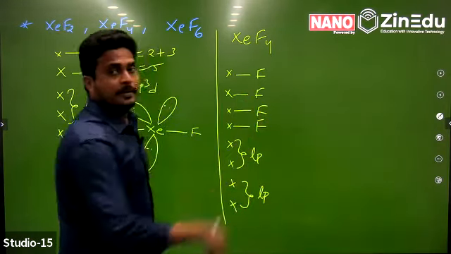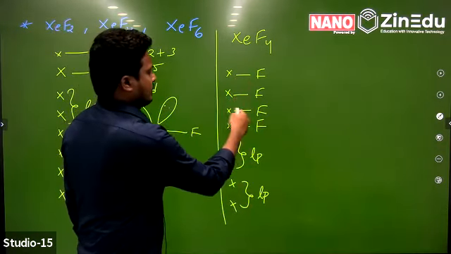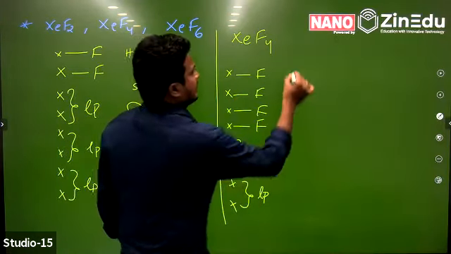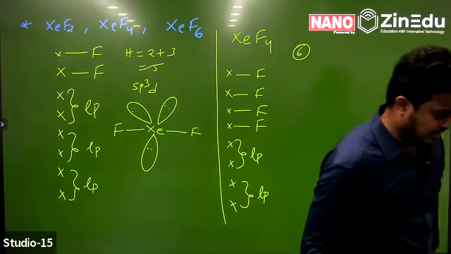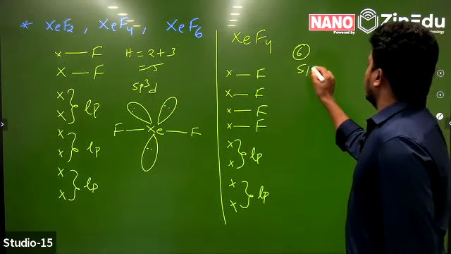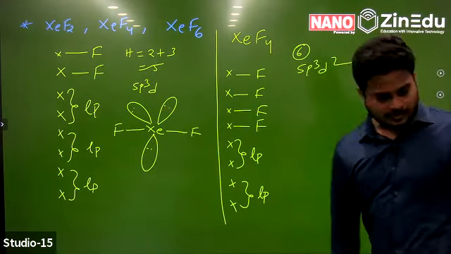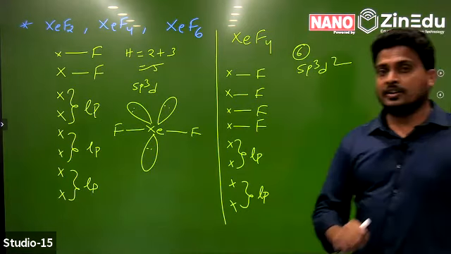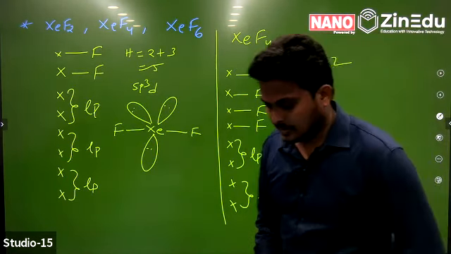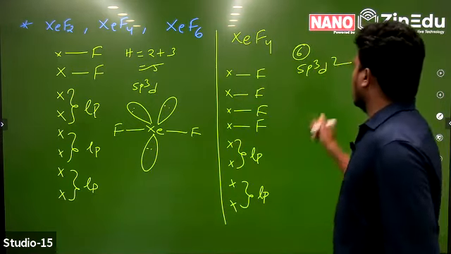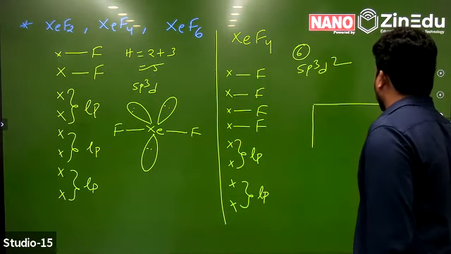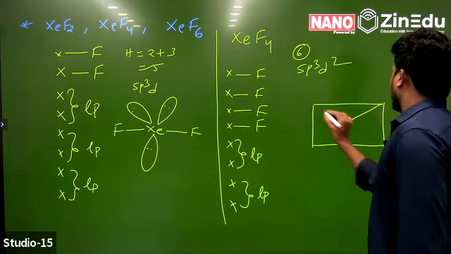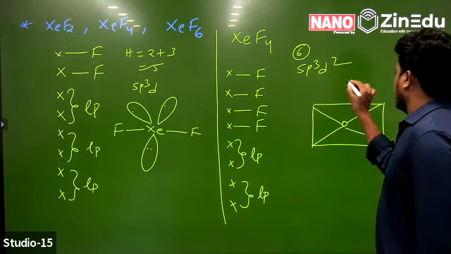Now tell me the number of bond pairs. 1, 2, 3, 4. 4 bond pairs plus 2 lone pairs. The total count is 6, so it undergoes which hybridization? sp3d2. Very good. Now the shape of the molecule. Square planar. Actually, the geometry of sp3d2 hybridization is octahedral.